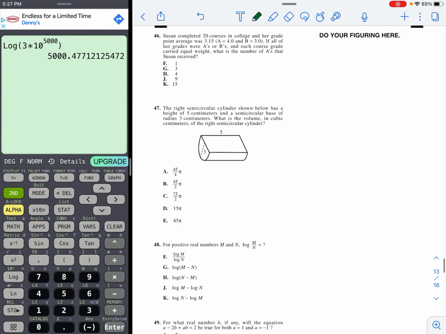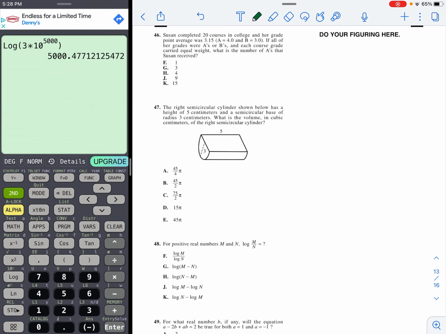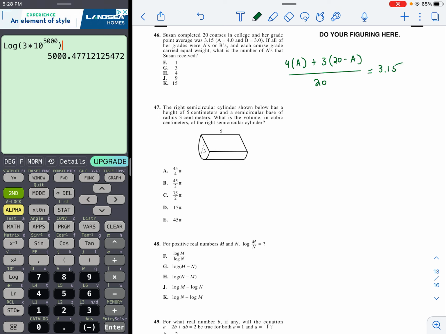Question number 46, Susan completed 20 courses in college and her GPA was a 3.15. If all of her grades were A's or B's and each course carried equal weight, what is the number of A's that Susan received? Okay, I'd say this one is a real candidate for plugging in. You could try and set this up like this. You could say 4 times the number of A's plus 3 times 20 minus the number of A's, all divided by 20 is equal to 3.15.